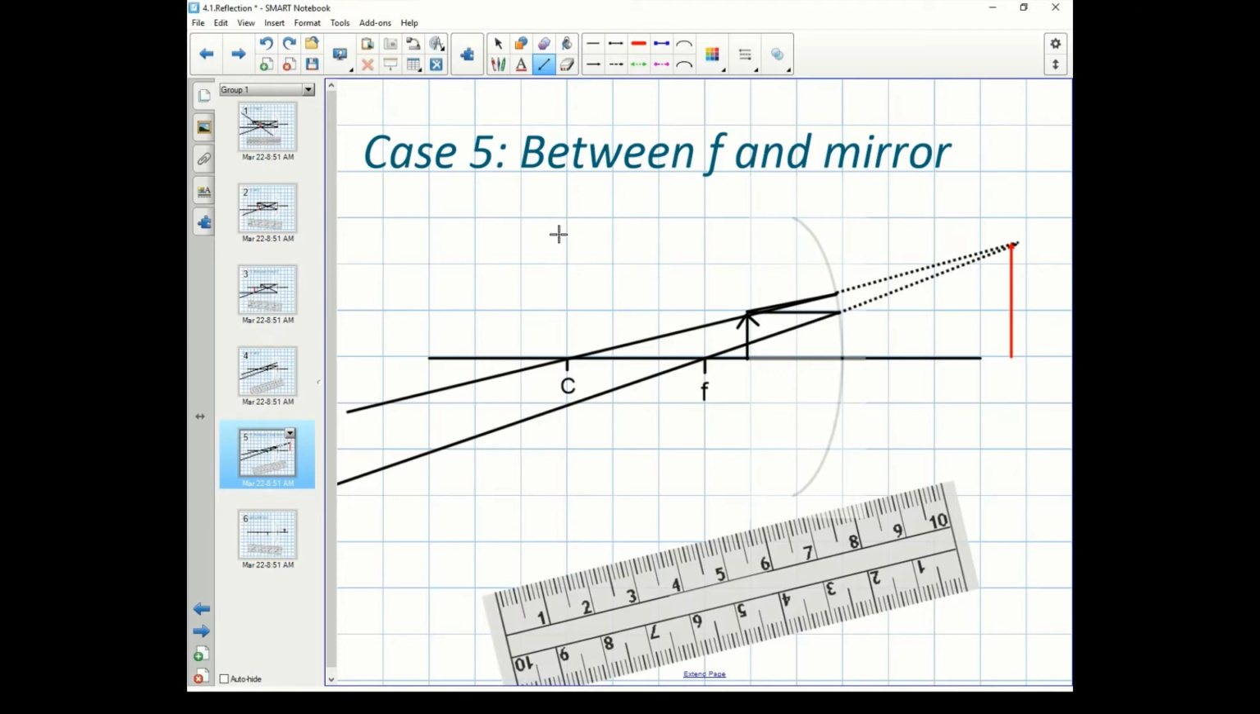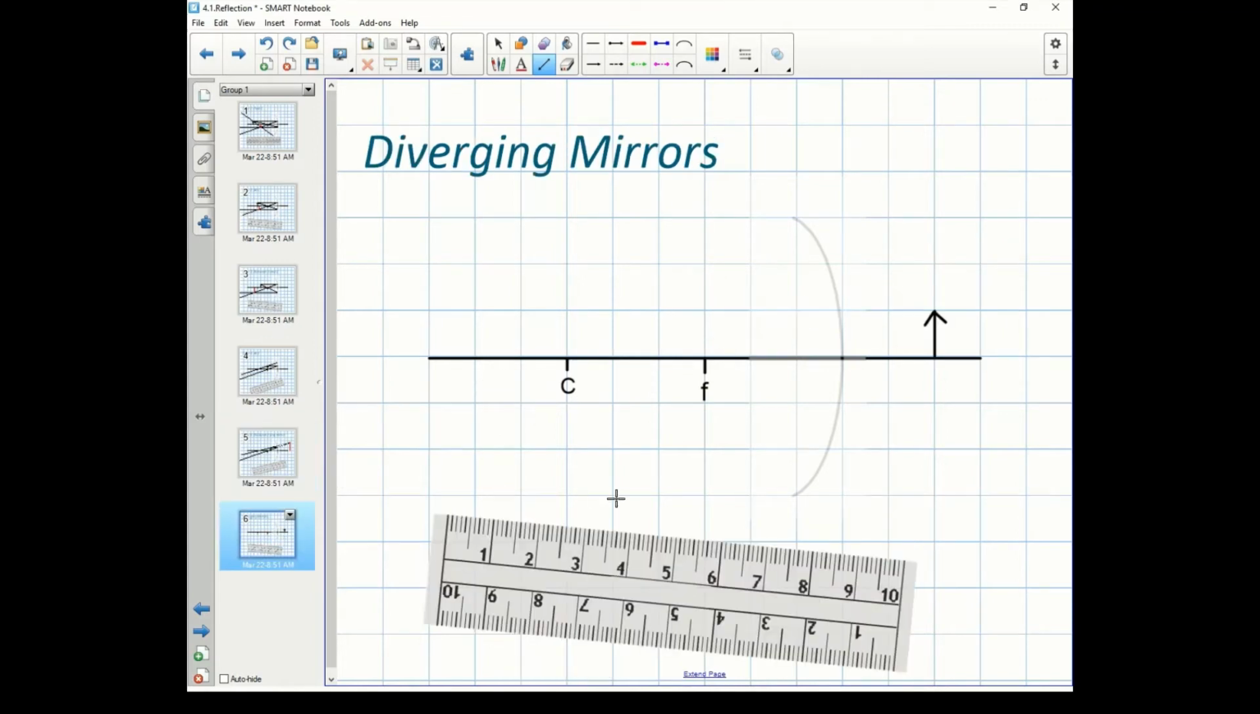And then, yeah. So the other type of mirror that we can have is a diverging mirror or a convex mirror. So when we draw our ray diagram for our convex mirror, we put our image over here because now we can see it bows out to us, and our focal point and our center are actually inside of the mirror.